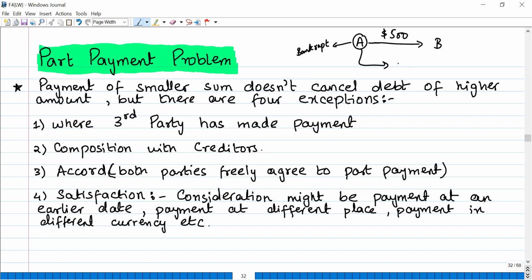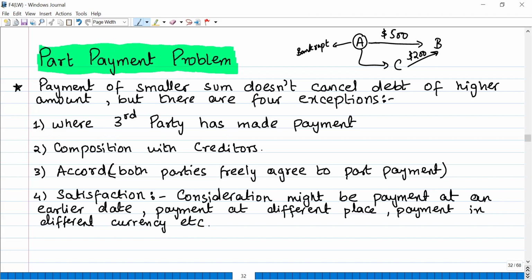A had, let's say, another friend C. He asked C to pay B. Okay, now C gives B an amount of $200. Let's say $200. Okay, and C mentioned that I only have this much amount available. A has gone bankrupt, so I can pay only you $200. So against that amount, please cancel the complete debt. Then the debt will be considered as cancelled.